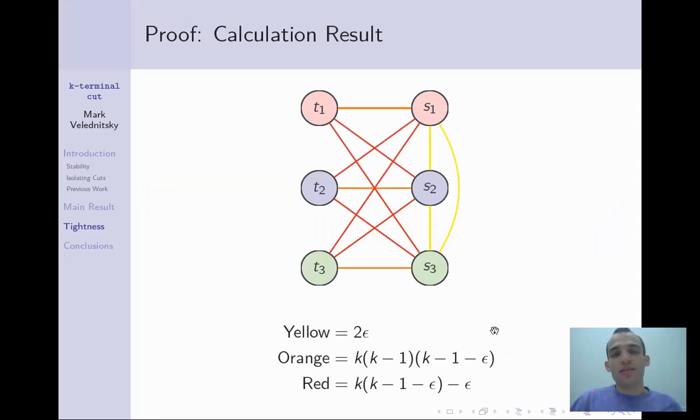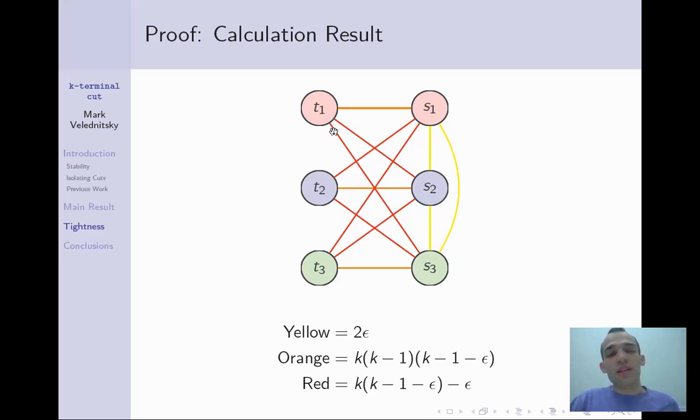This construction, I'm not going to explain how we arrived at it, but I'll explain how we do the computation once we have it. You'll notice that there's a lot that's very familiar. Again, it's a graph with 2k edges. In this case, we have these orange edges going between ti and the corresponding si, red if they go between ti and a different sj, and yellow if they go between si and sj.